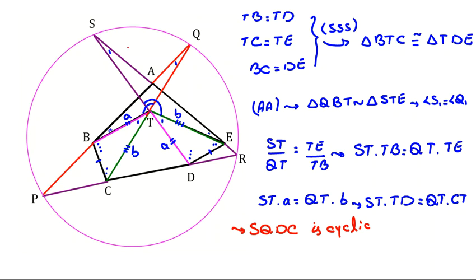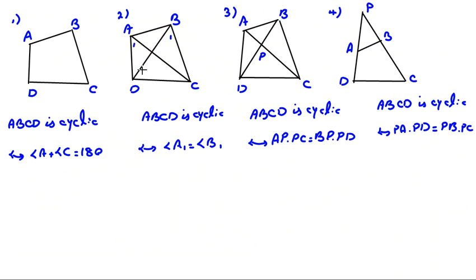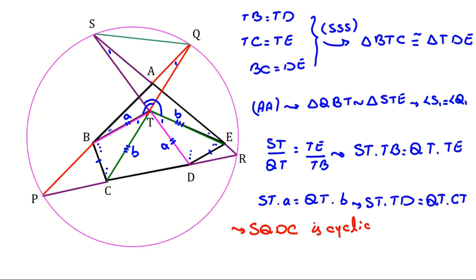Now, I want to prove SQRP is cyclic, but we found that SQDC is cyclic. I want to use the second rule: if two angles see the same side and are equal, then that quadrilateral is cyclic. So, because I want to prove SQRP cyclic, I want to prove this angle equals this angle. Let's write this angle as x, this angle as y. The problem is equivalent to proving x equals y.